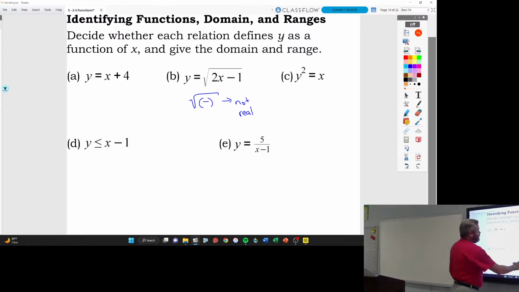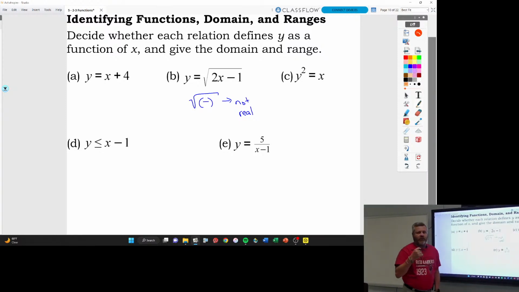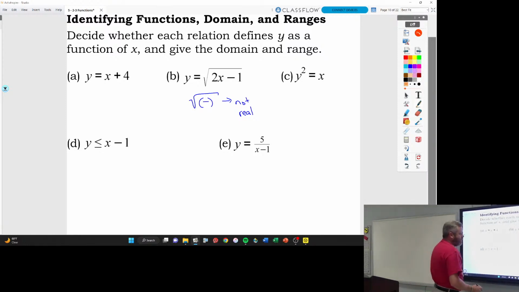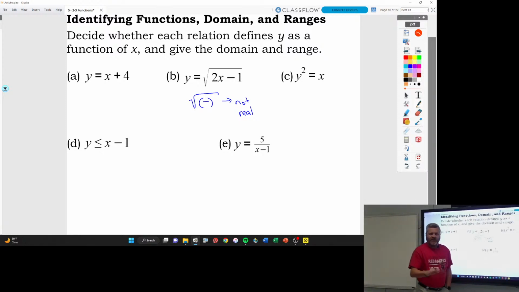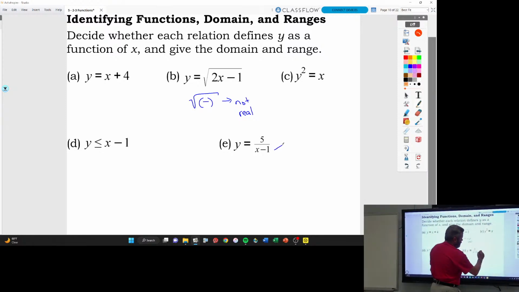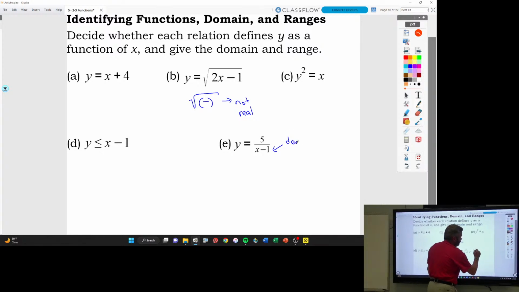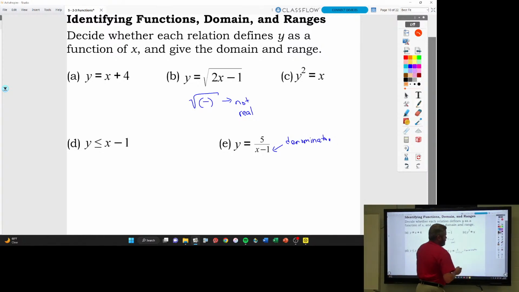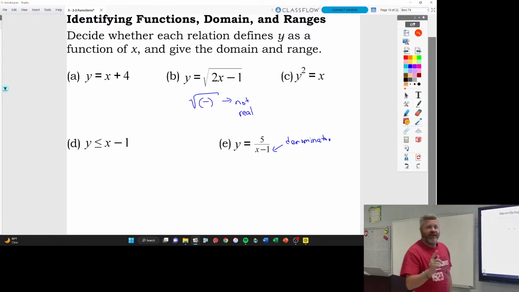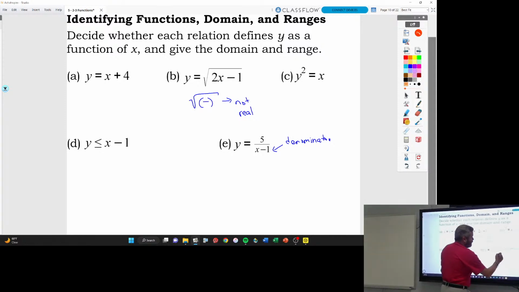So that's why in part B we change the domain from all real numbers to x is greater than or equal to 1/2. In part E, let's start the same thing. Okay, x can be anything. The domain is all real, but then we start looking at, hey, there's the denominator. And I can divide by negative numbers, I can divide by positive numbers, but I cannot divide by 0.